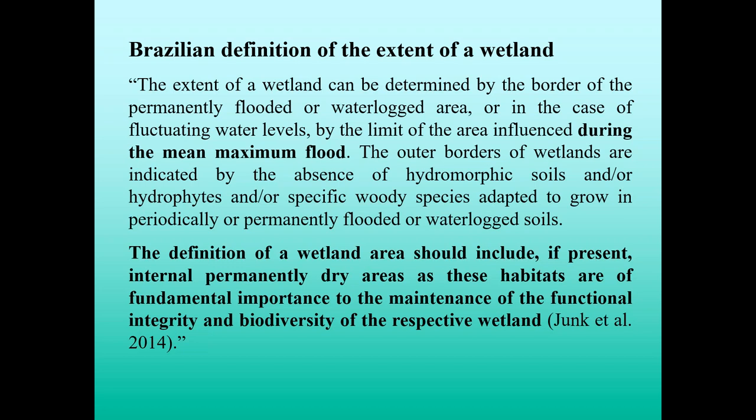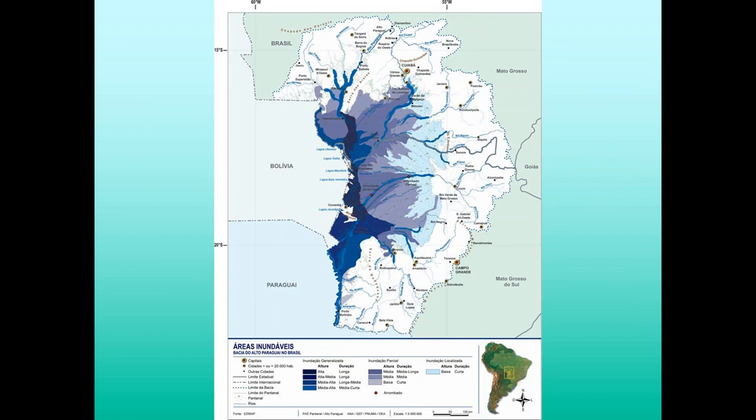Another point is that the definition of a wetland area should include, if present, internal permanently dry areas, as these habitats are of fundamental importance to the maintenance of the functional integrity and biodiversity of the respective wetland. I will come to this point later. I will explain this aspect using the example of the Pantanal of Mato Grosso.